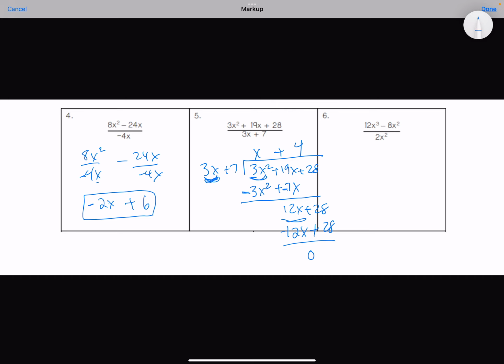So I'm dividing by a monomial. Break it apart. 12 divided by 2 is 6. X cubed divided by x squared is x. Minus 8 divided by 2 is 4. Like I said, this is not heavily tested. Factoring is, especially when we get into solving quadratic equations, factoring, things like that, that's going to be the important part.